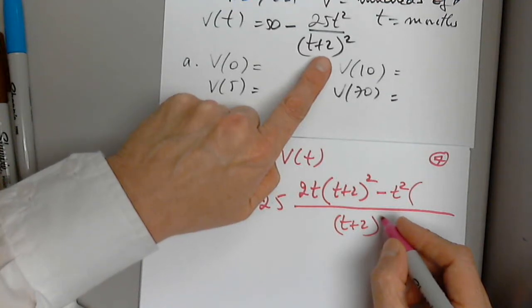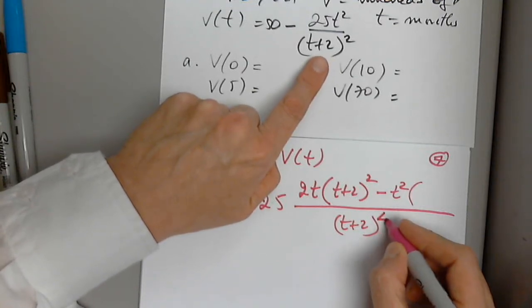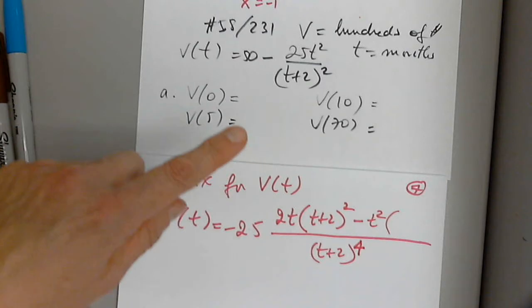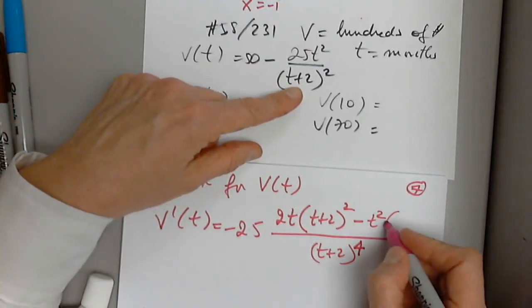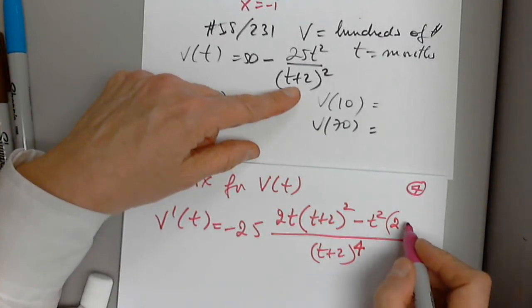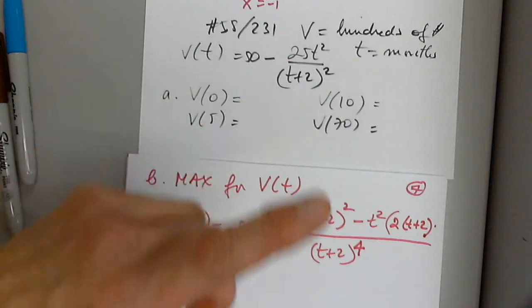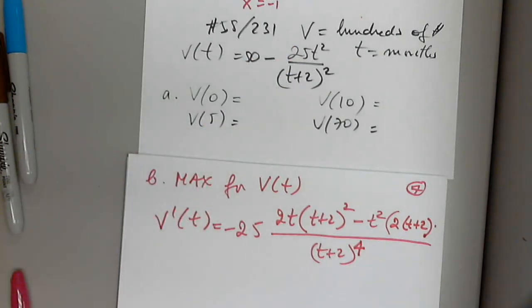Copy the base, multiply the exponents. I have to square this. 4, right? Perfect. So now I have to differentiate. 2, I rushed. I'm going to put it here. 2 times T plus 2 to the first power times the inner function prime, which is?